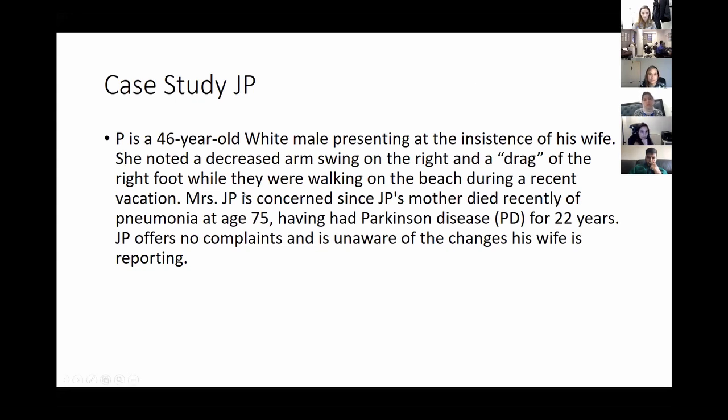Basically, you have a 46-year-old gentleman. He's coming in and he doesn't notice his symptoms. And we see this quite often, that it's usually a spouse or a care partner that may notice symptoms, especially when they're quite subtle. He's young, but actually we have many patients who are in their 40s and 50s when they're diagnosed. So the wife notes a decreased arm swing on the right, a little bit of drag of the foot. She was concerned because his mother actually had PD for about 22 years before passing away at 75.